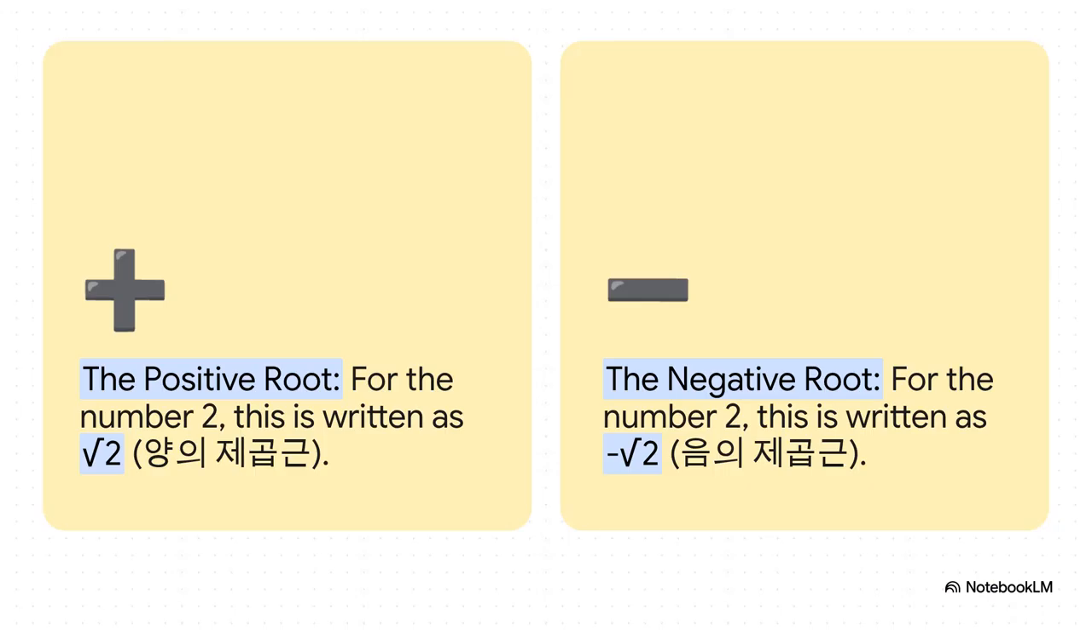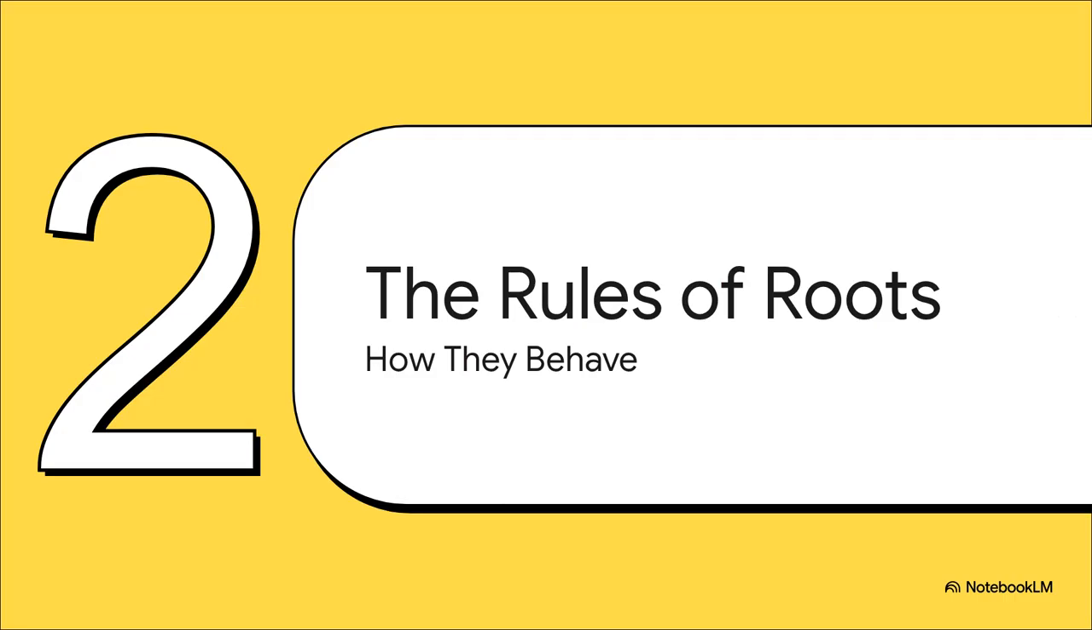Okay, so here's a crucial detail that trips a lot of people up at first. Every positive number actually has 2 square roots, not just 1. Think about it for a sec. A positive number squared is positive, right? But a negative number squared is also positive. So for the number 2, we have the positive root of 2, and we also have the negative root of 2. All right, so now that we know what they are, let's dig into how they behave.